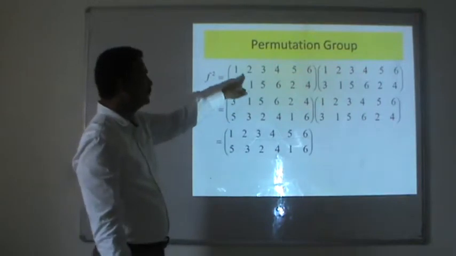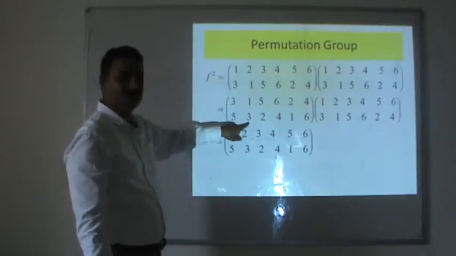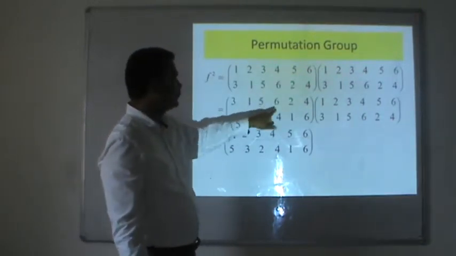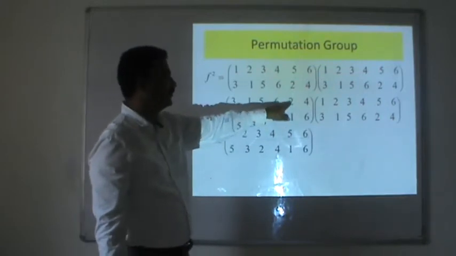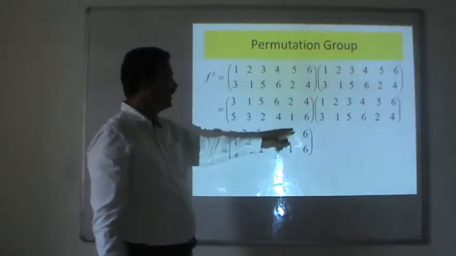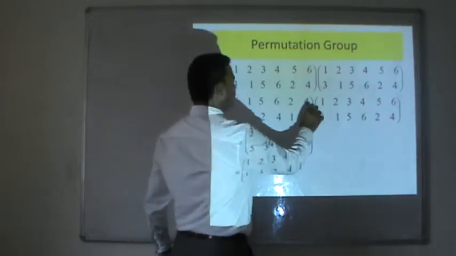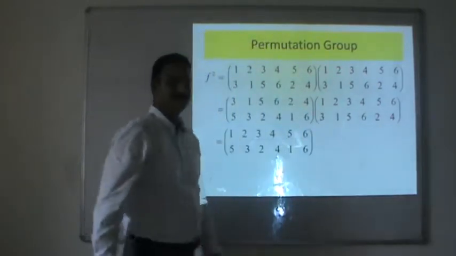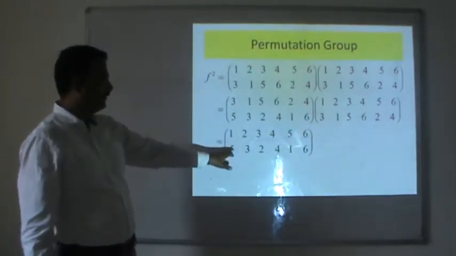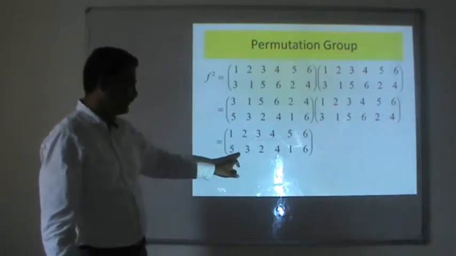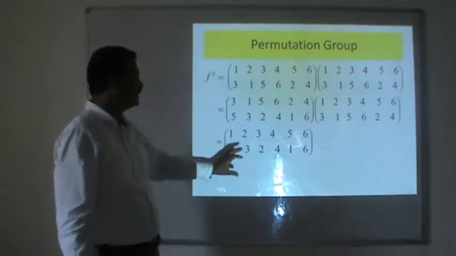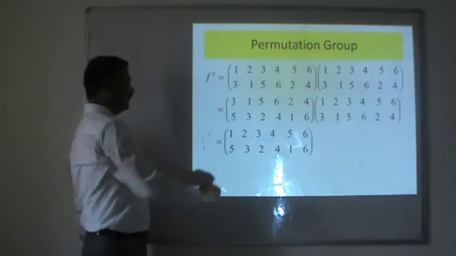And 1 goes to 3, that's why we write 1 goes to 3. And 5 goes to 2, so we write 5 goes to 2. 6 goes to 4, 2 goes to 1, and 4 goes to 6. And finally, we cancel out the identical rows, and we get 1, 2, 3, 4, 5, 6 as 5, 3, 2, 4, 1, 6. This is our F square.